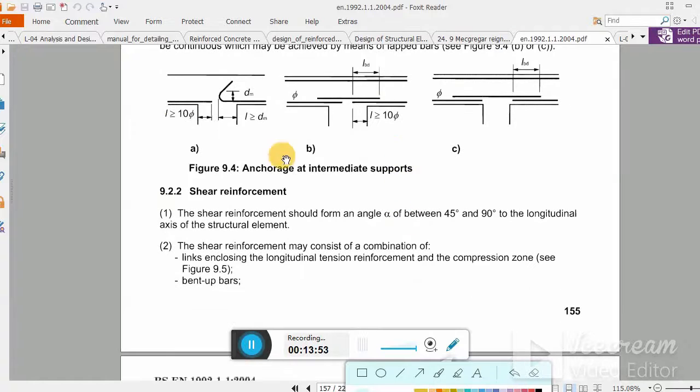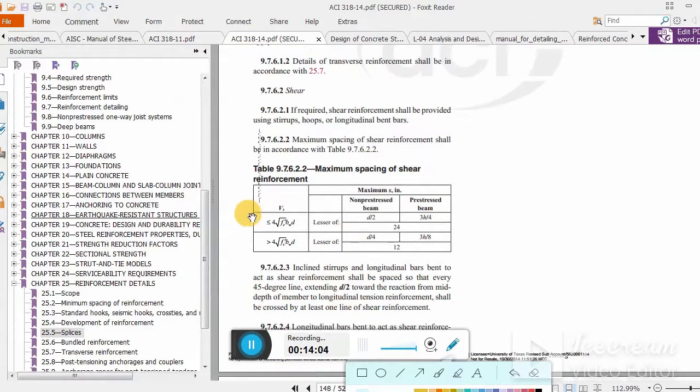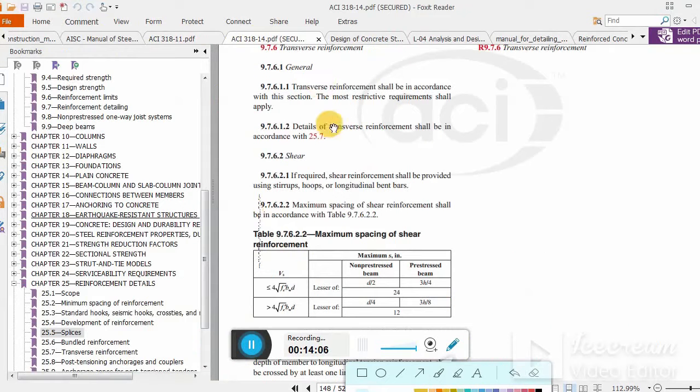Now if I want to show you some other codes, for example, what the code says. So let me show you. This is the ACI code. Clear? So in the ACI code you see here, which is for beams: determine the transverse reinforcement in accordance with the restrictions. If required, shear reinforcement shall be provided using stirrups or longitudinal bent-up bars. Maximum spacing of shear reinforcement shall be in accordance with this table.